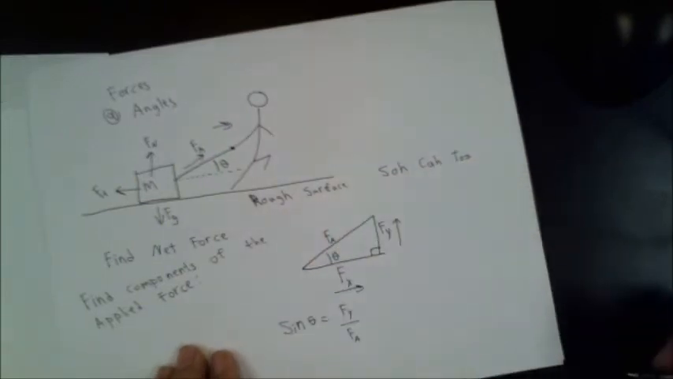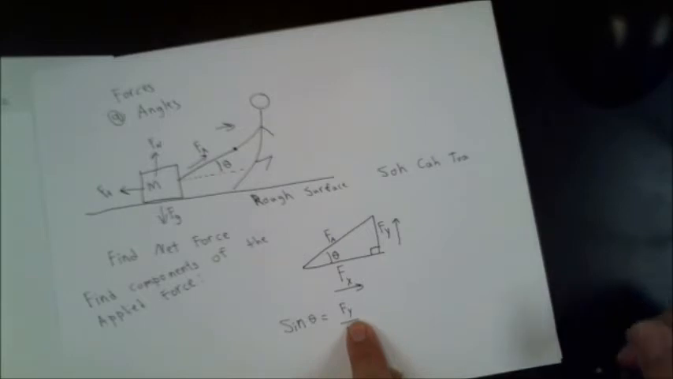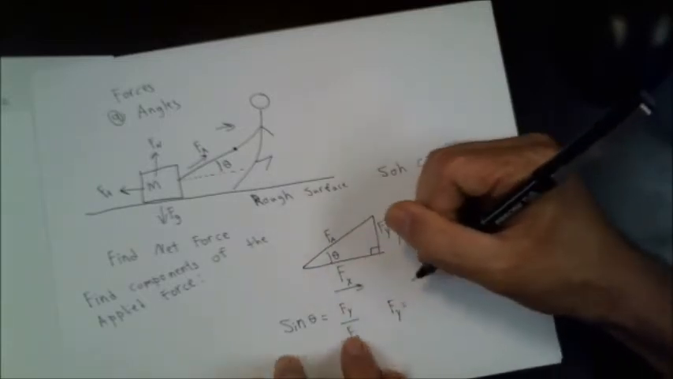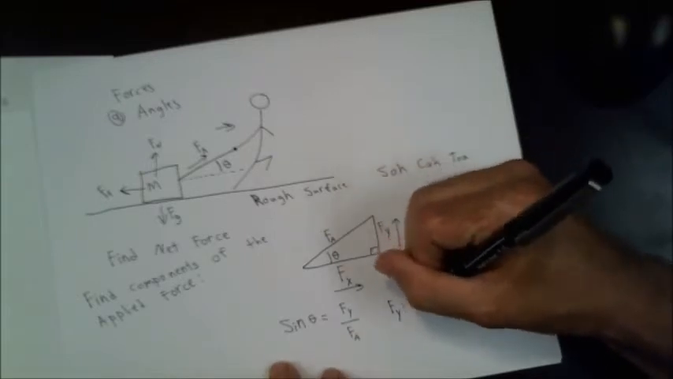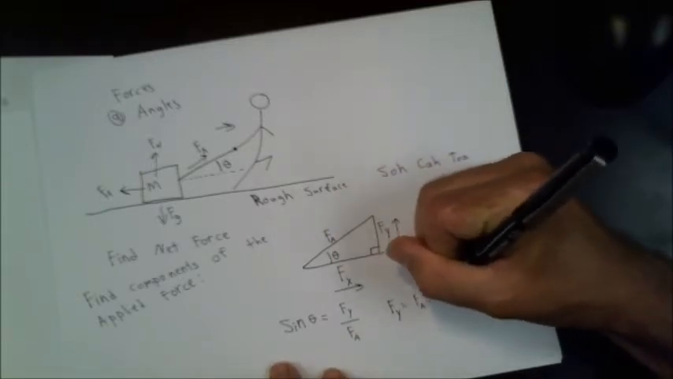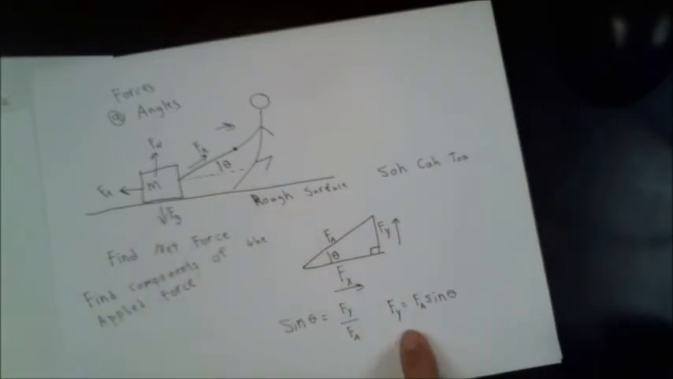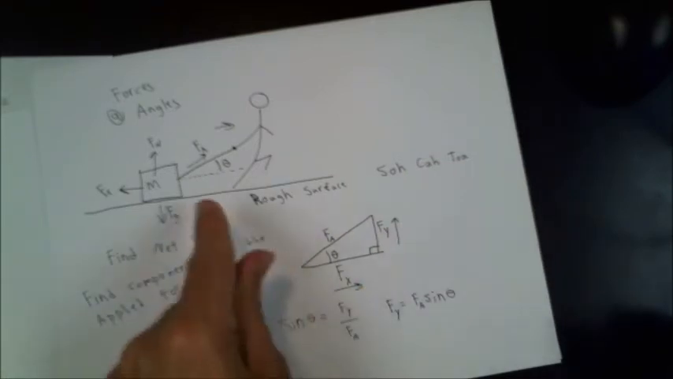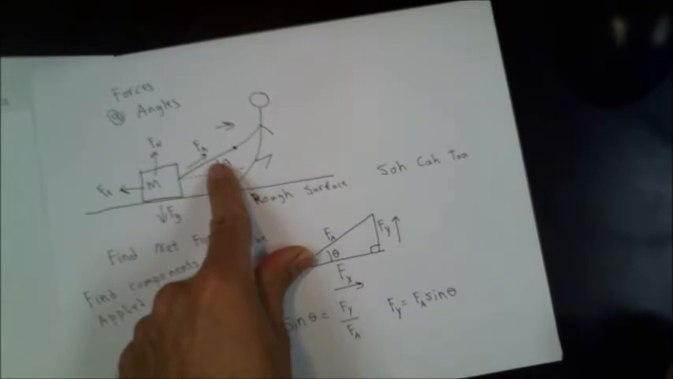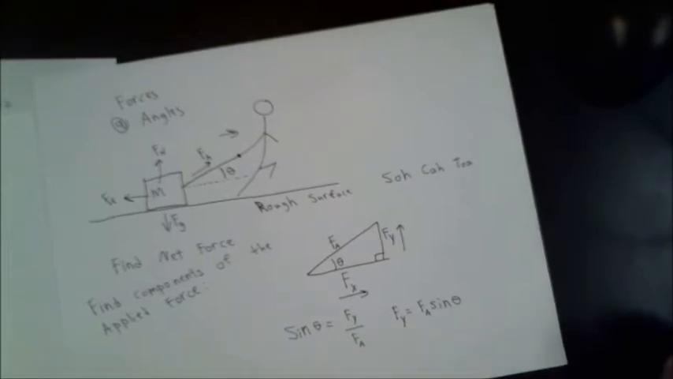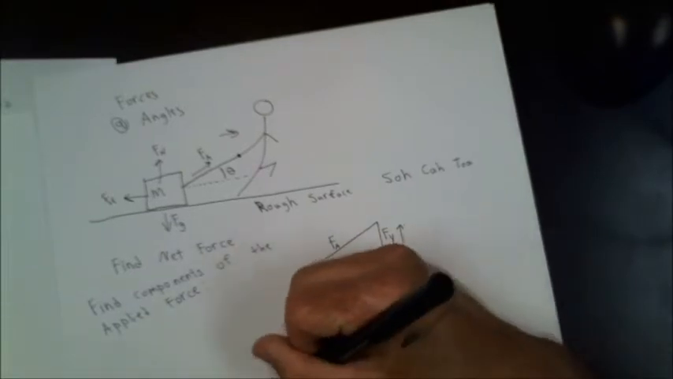Well, I want to solve for the component, which is F_y. F_y, therefore, is equal to, multiplying F_A by both sides, F_A sine theta. So, if I want to find just the vertical force, then I simply take the applied force multiplied by the sine of the angle that it's making with the horizontal, and that gives me the component in the vertical direction.